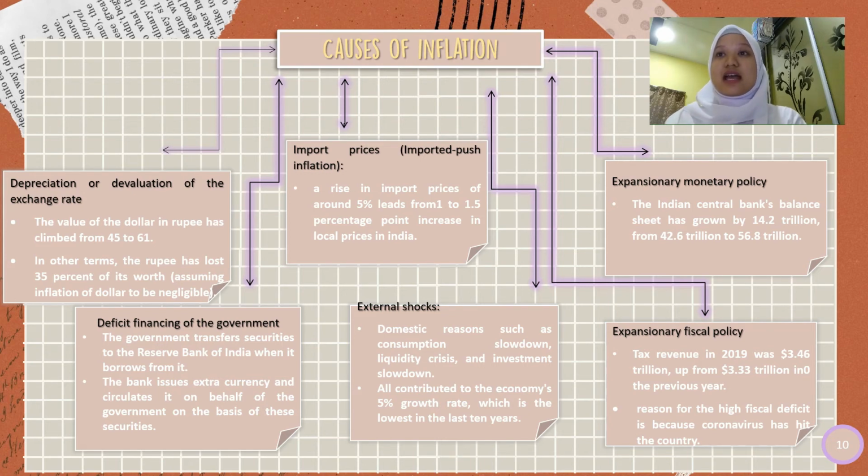The next one is expansionary monetary policy. The Indian Central Bank's balance sheet has grown by 40.2 trillion, from 42.6 trillion to 56.8 trillion. The last one is expansionary fiscal policy. The tax revenue in 2019 was 3.46 trillion, up from 3.33 trillion in the previous year. The reason for the high fiscal deficit is because coronavirus had hit the country.